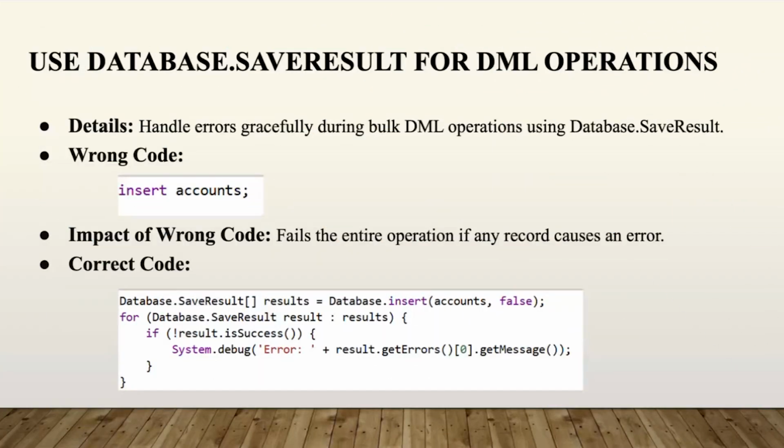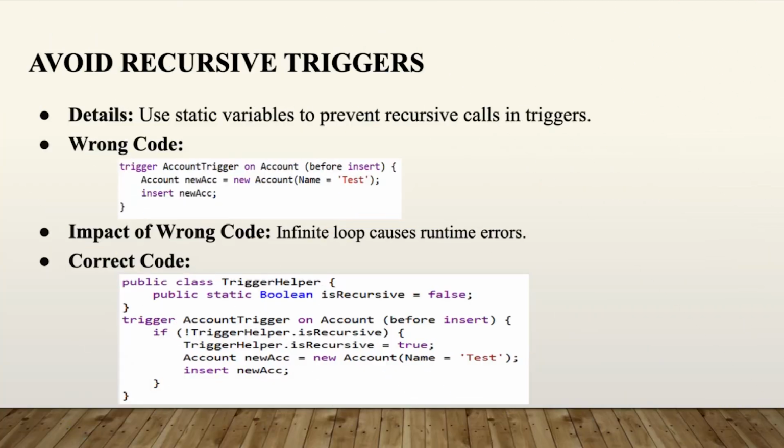So next, Database.saveResult for the DML operation. You need to decide whether you need to use the normal DML or Database.saveResult. If there is a situation where, if one record fails, we need to stop all record processing, then we need to use the normal DML. But if whatever passes, we need to let it pass and others are fine, then we can go with Database.saveResult, and allOrNone we can set to false. So you guys explore more on it. Whenever coming to the DML thing, you decide whether to go with the normal DML or Database.insert or update. So next, avoid recursive trigger.